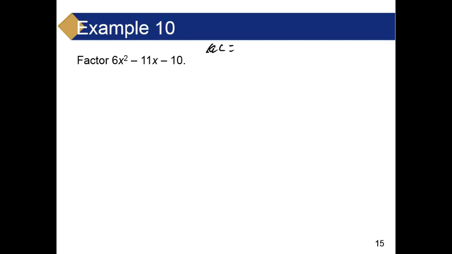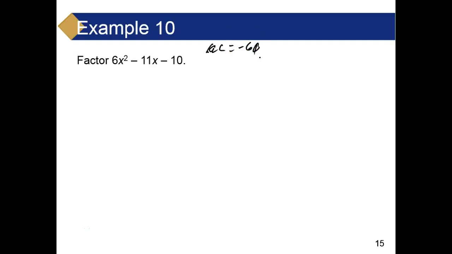Okay. A is 6 and C is negative 10. Keep the sign with it. So AC, the product of those two, is negative 60. That's their PQRS.